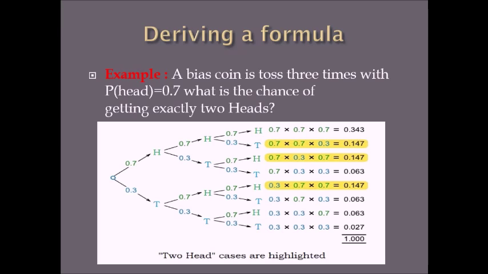As the probability of head and tail is different, we have to calculate the probability of the 2 head cases. We can use a tree diagram for finding the probability of the 2 head cases. As each trial here is independent, we have to multiply the probability of each trial. So in total we are getting 0.147.